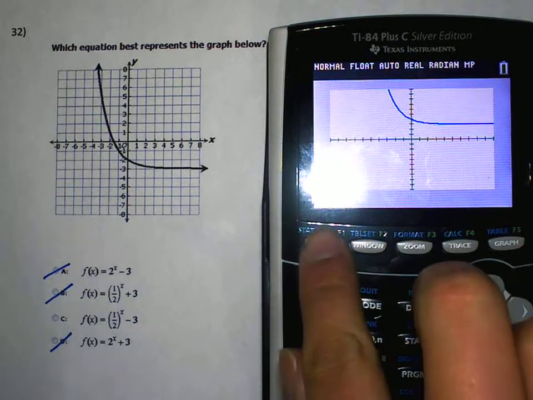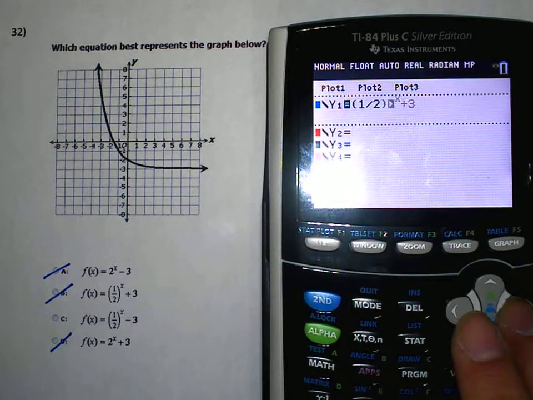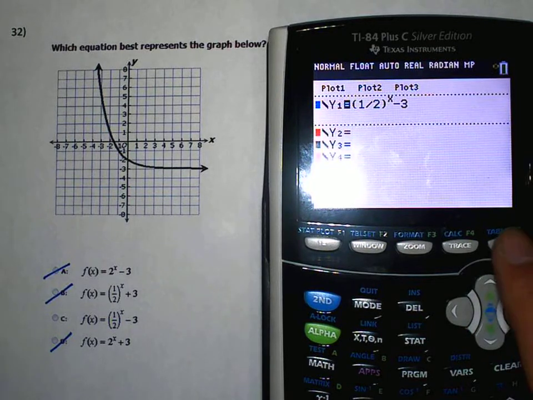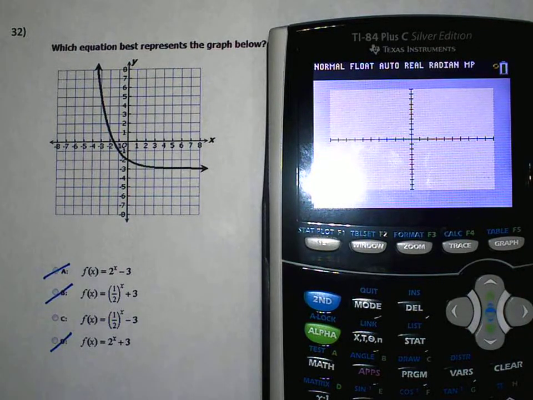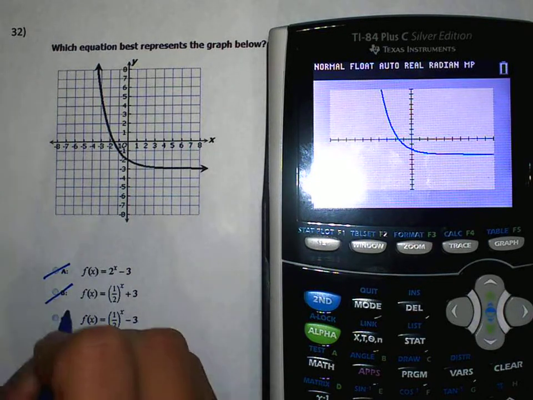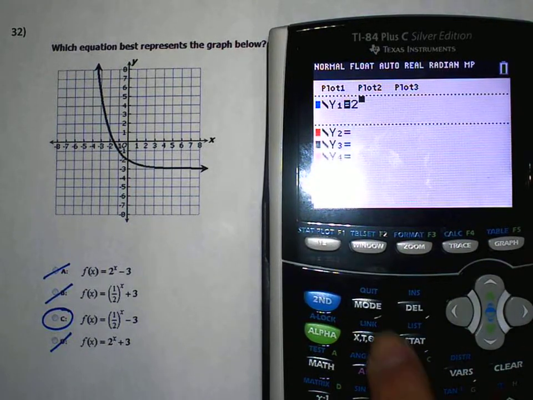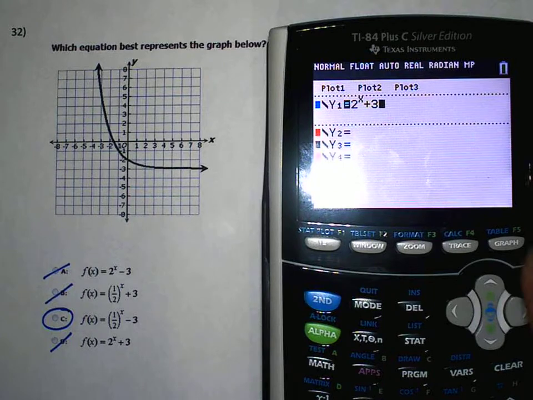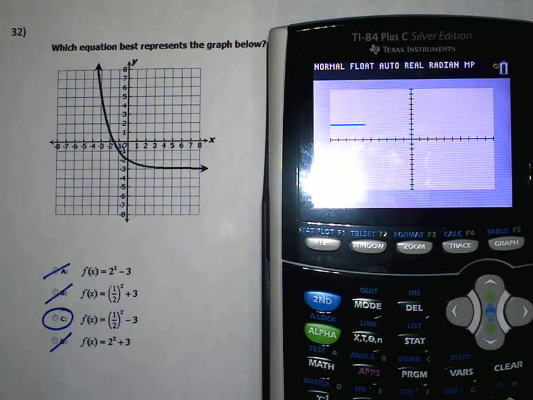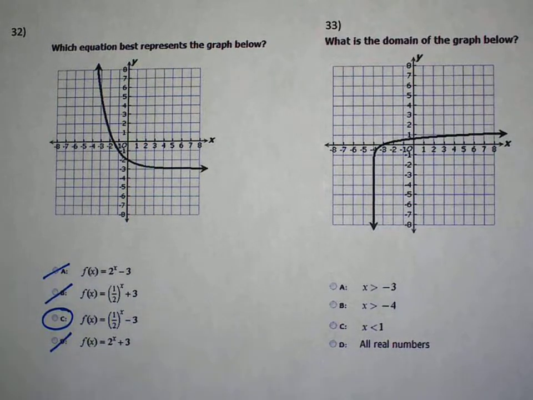Let's look at C. 1/2 raised to the x, but instead of adding 3, we're going to subtract 3. Let's graph. Okay, that definitely looks like the one on paper. So I'm going to go ahead and circle C. You can double check the last one. Clear this out. 2 raised to the x power plus 3. I'm going to graph it. Already doesn't look like it. So I know C for sure is the correct answer. All right, 33, what is the domain of the graph below?